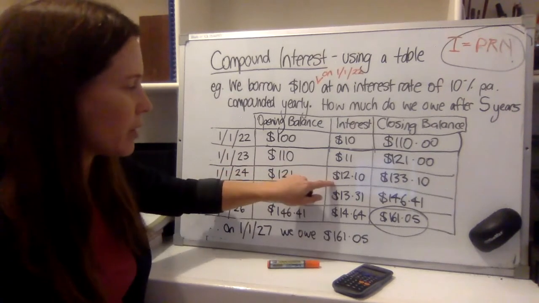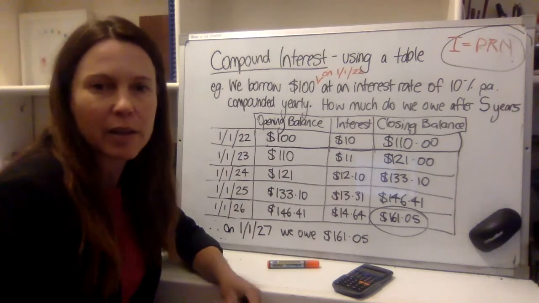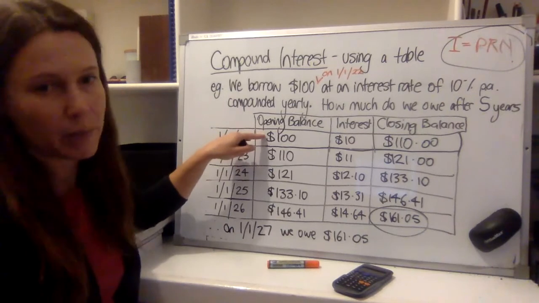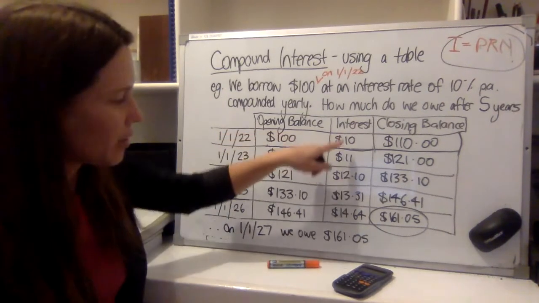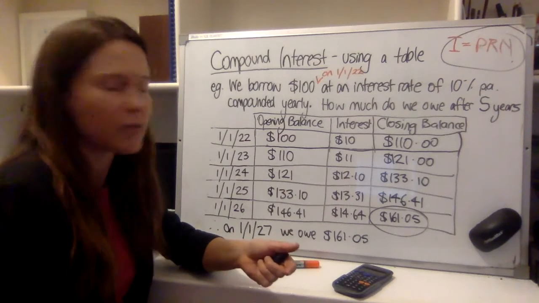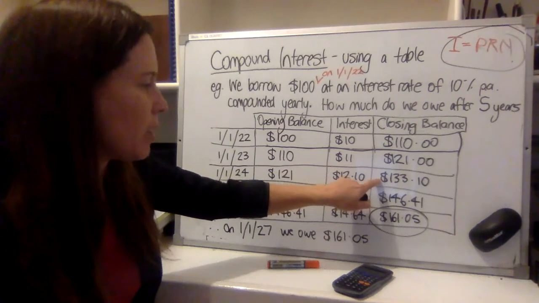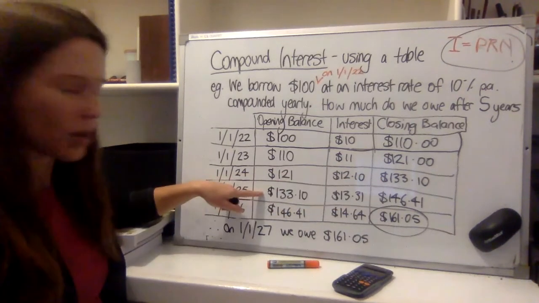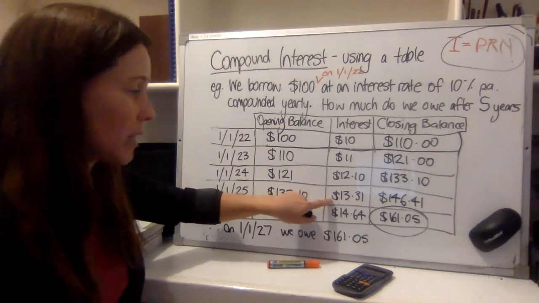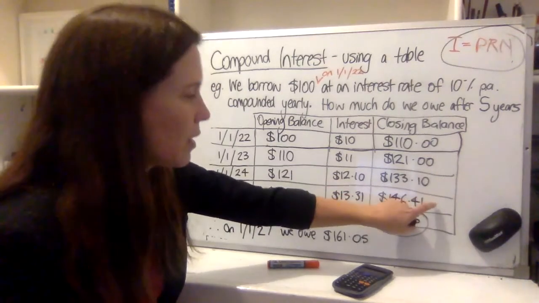And we get $12.10. Now you'll notice that the interest amounts are going up a little bit each time. And that's because we're calculating interest based on what's owing now, not on what we borrowed in the beginning. And it looks like only a small increase here, but it adds up over time to make quite a big difference. So here, adding these together, we get our $133.10, which comes down to the next row. We multiply that by 10%, or find 10% of it to get our $13.31, then add these together to get this.